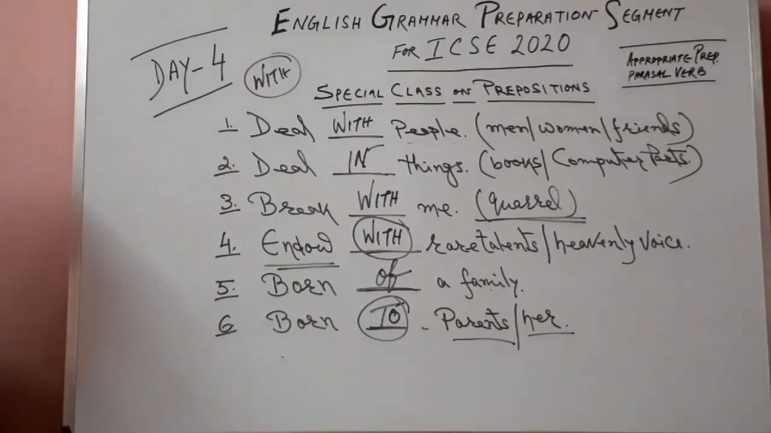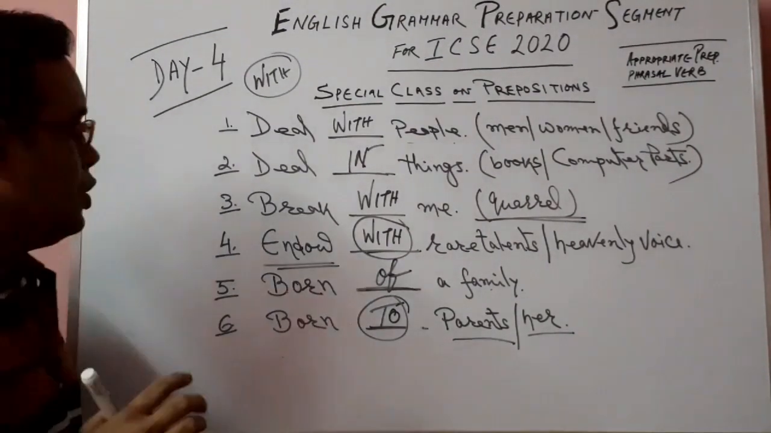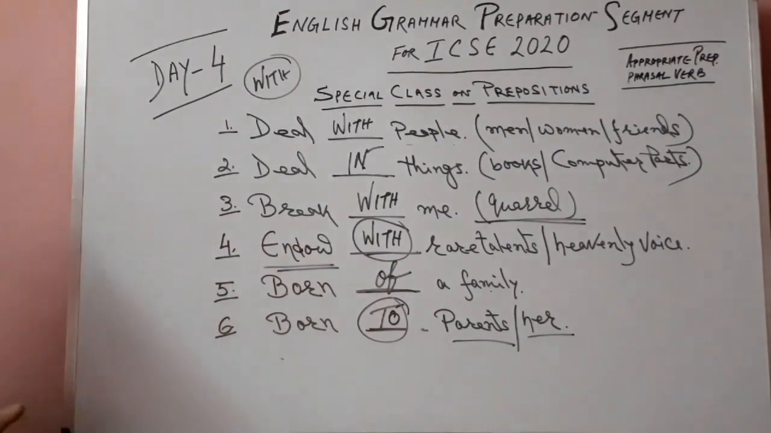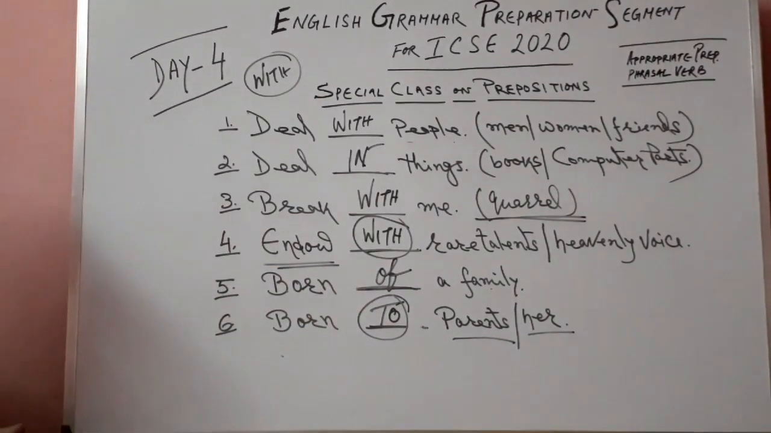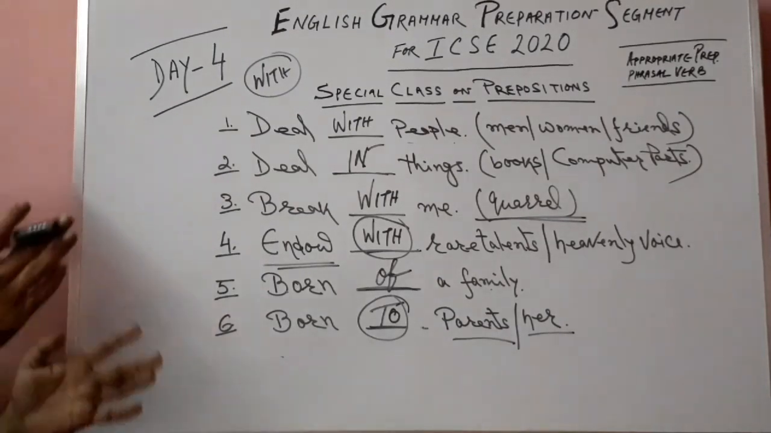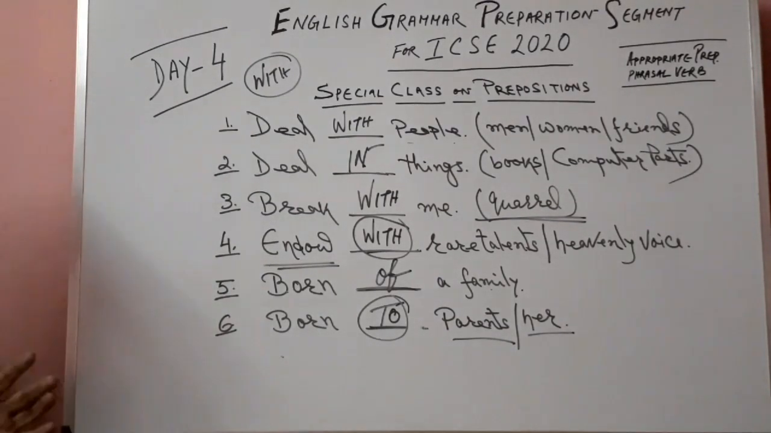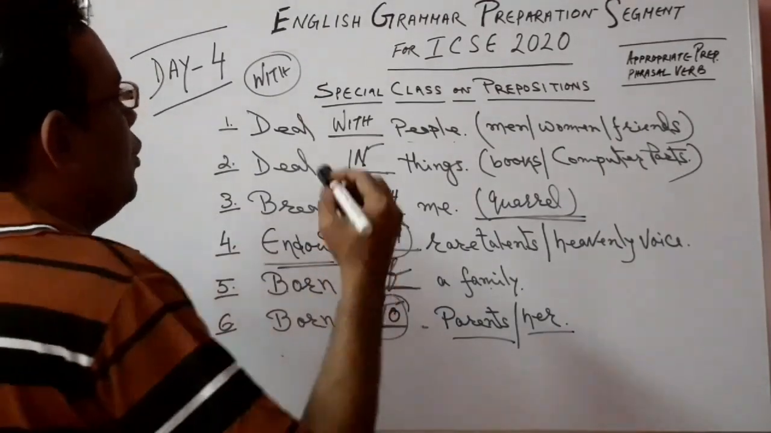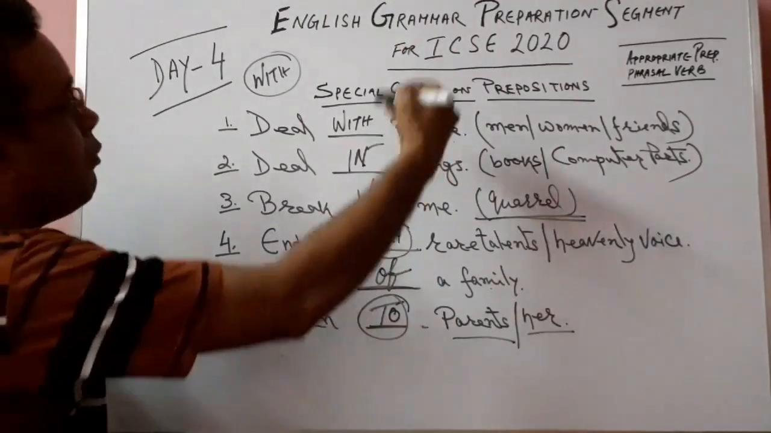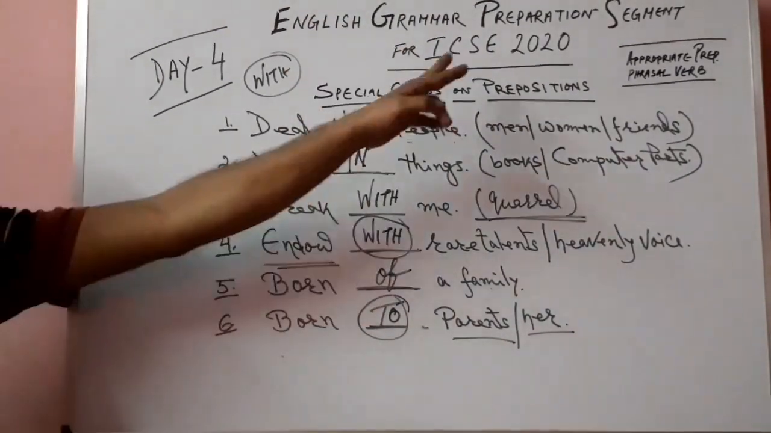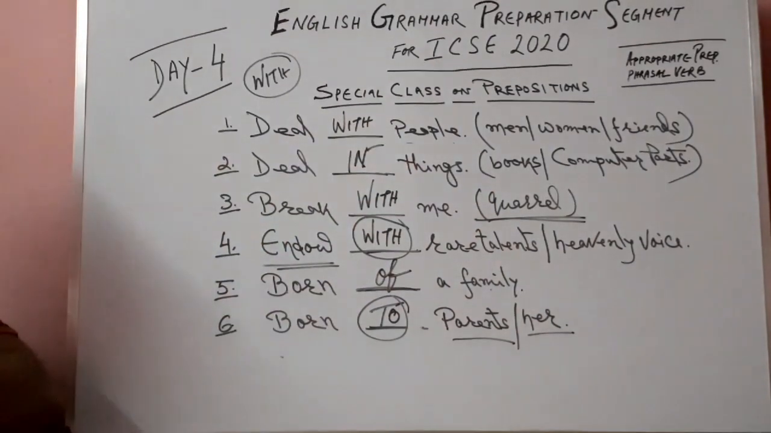It's all about practice. So if you practice 60 to 70 prepositions properly, then you can go through the sentence and attempt it. In our next video we will be doing other appropriate prepositions and phrasal verbs.